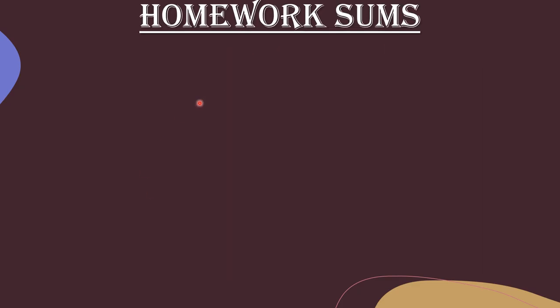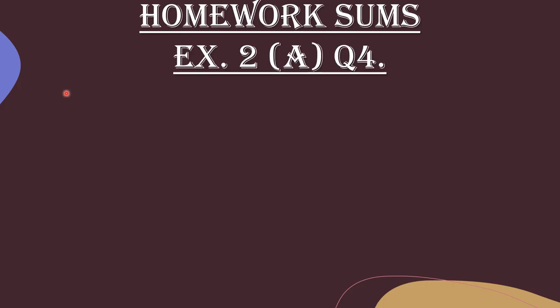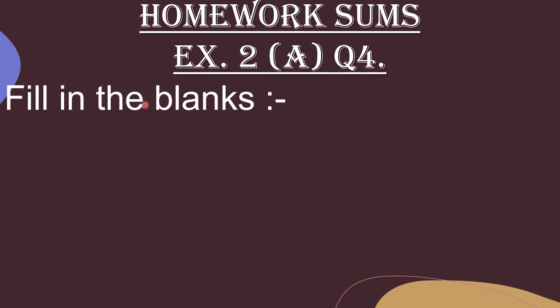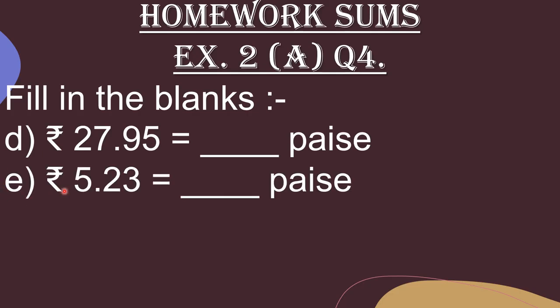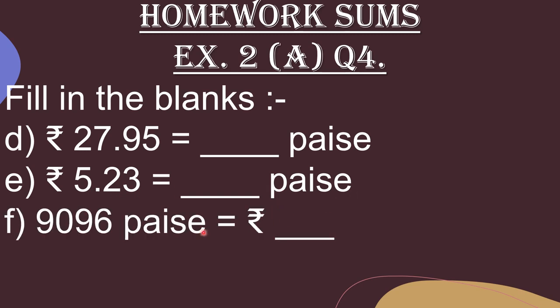Okay, now I am going to show the homework sums. Exercise 2A, question number 4, fill in the blanks. In D part, rupees 27.95 is given and you have to find out how many paise there are. In E part, again rupees 5.23 is given and you have to convert it into paise. And in F part, 9096 paise is given and you have to convert it into rupees.